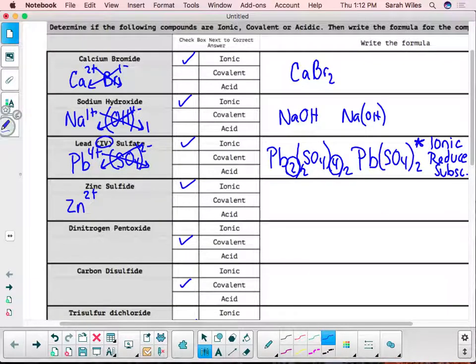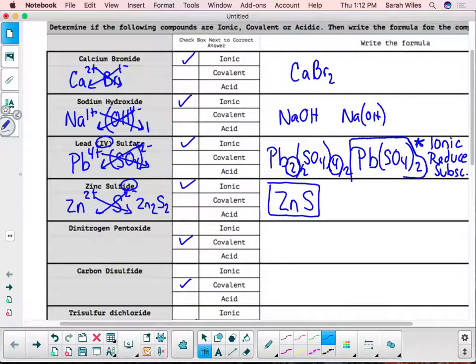Sulfide, that means that it's the element. Ide, sulfide, so it's sulfur. Sulfur has a 2- charge. When I crisscross, I get Zn2S2. It is ionic. I reduce it. So it's ZnS. Okay?